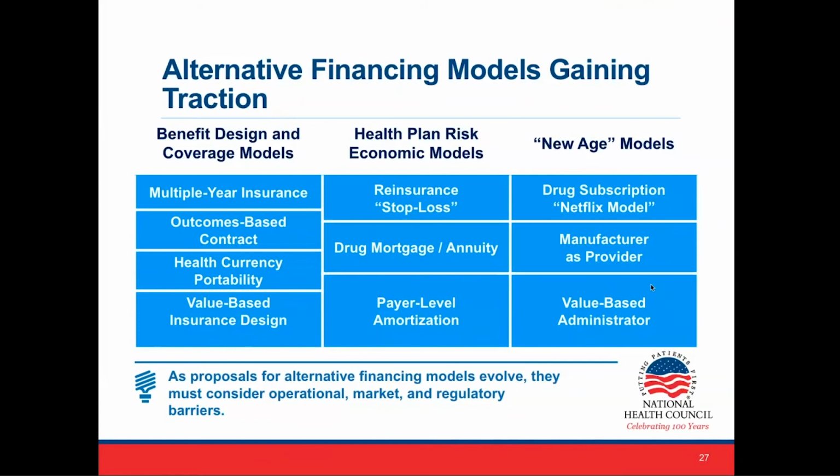The other is health plan risk economic models. These are things like increasing reinsurance or stop loss coverage to ensure that health plans could have some reinsurance protection for some of these high value treatments. Others are things like drug mortgages that you've heard of. And then there's some of these new age models. We put these like drug subscription models.